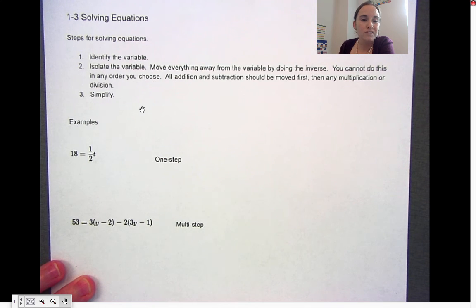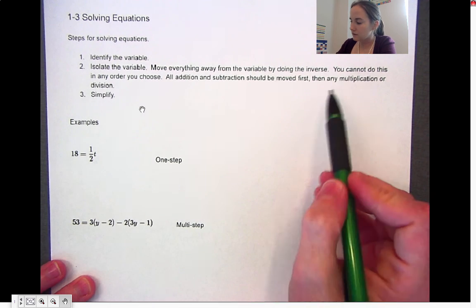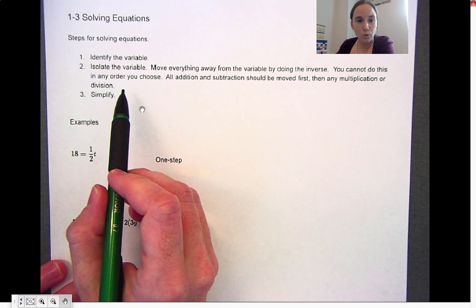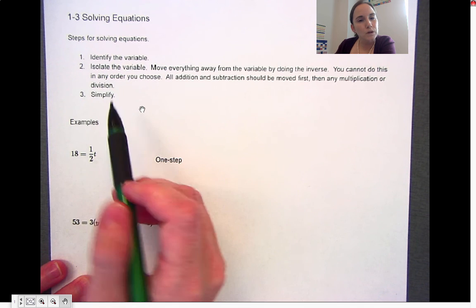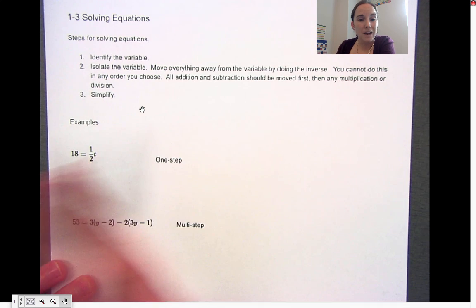First, you need to identify the variable, find where the variable is. And then you need to try to get everything away from the variable. You need to isolate it, get it by itself. And you do that by doing the inverse. And like it says right here, you cannot do this in any order that you choose. It's like doing the order of operations backwards.